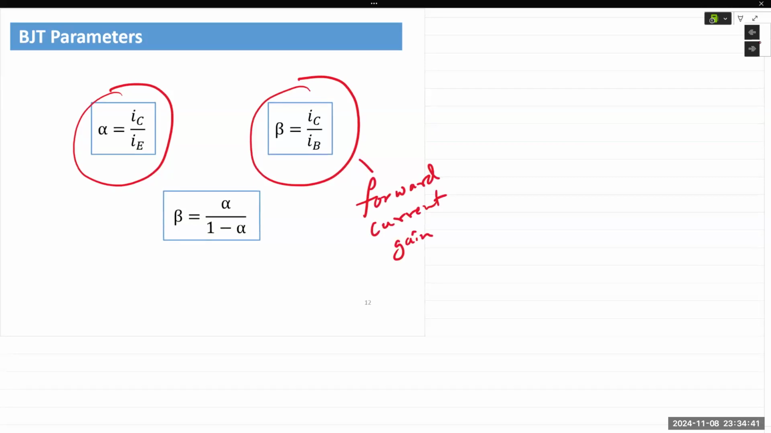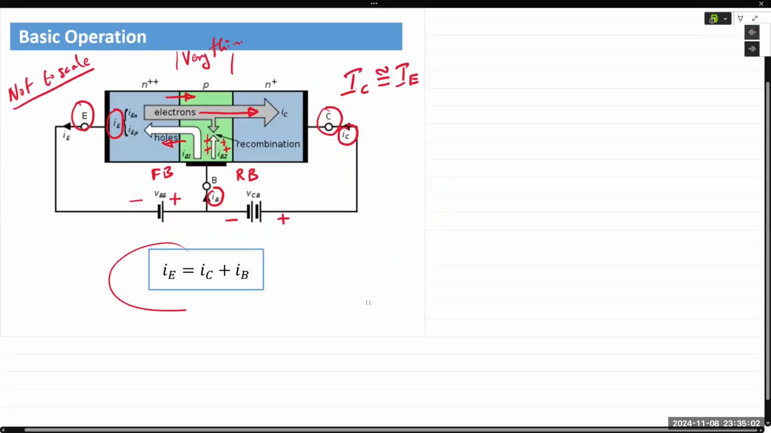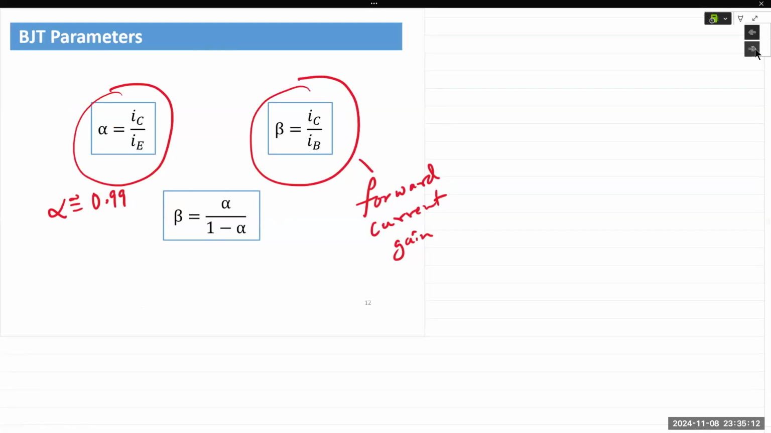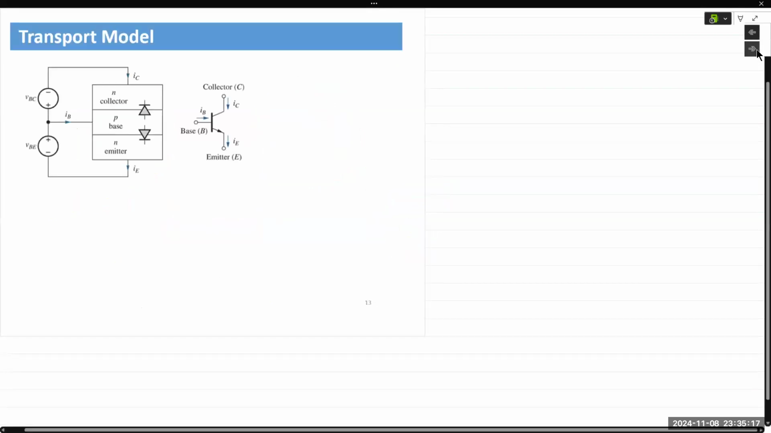Okay. Alpha is the ratio of the collector current to the emitter current. Typical values for alpha would be about 0.99, considering that the emitter current is the sum of the collector and the base current. The base current, as I stated earlier, is typically on the order of microamps. All right, so now let's look at the transport model.